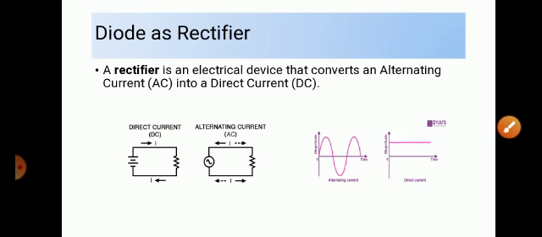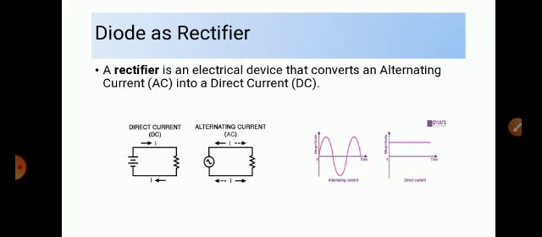Diode. What is the function of a diode? Actually, a diode acts as a rectifier. A rectifier performs a very important task. It converts AC current into DC current. Now first of all, you must know what we mean by AC current.